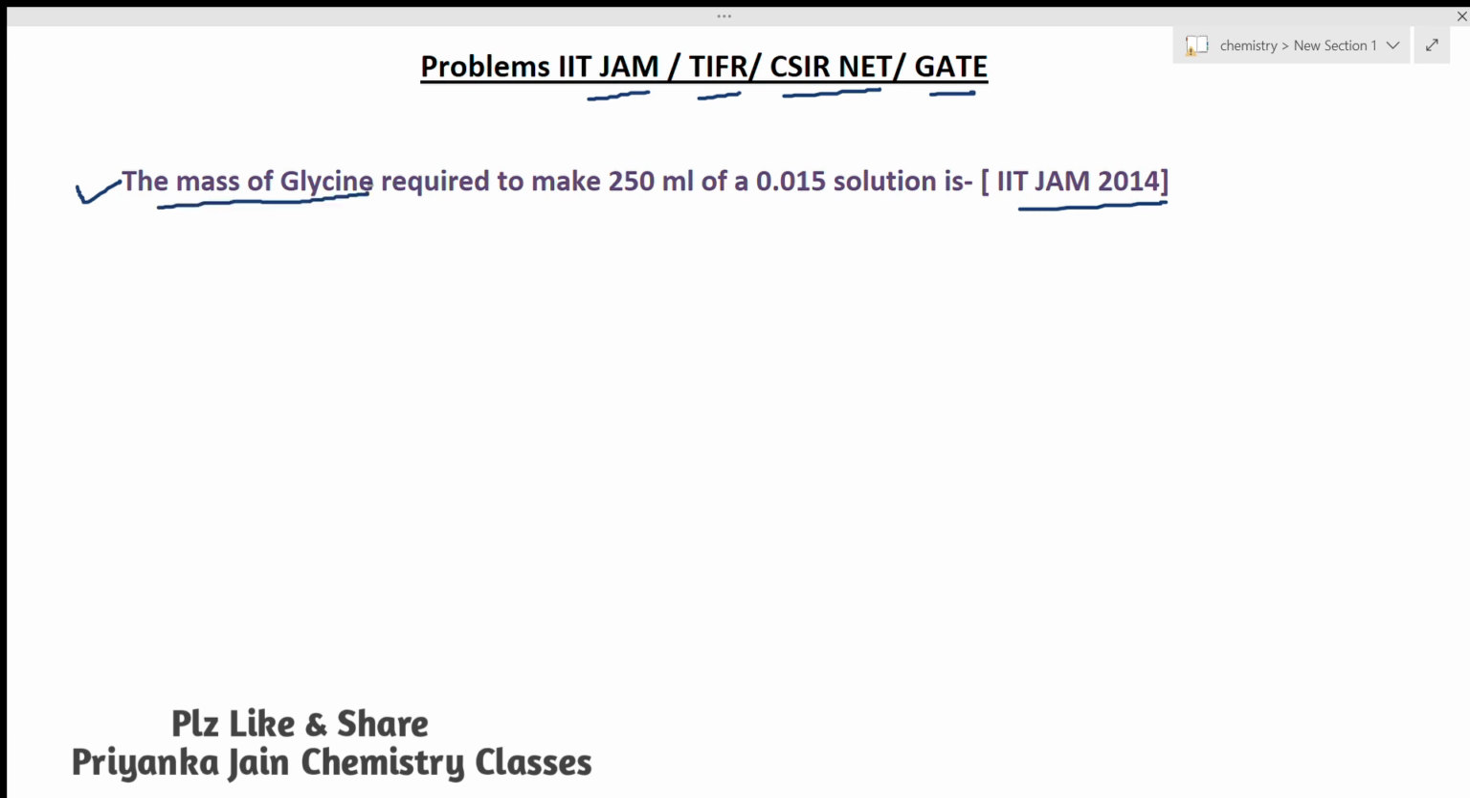The question asks for the mass of glycine required to make 250 ml of 0.015 M solution. So now see here the glycine. Firstly write down its formula. What will be its formula? NH2CH2COOH. You should know this, right? And if you calculate its molecular weight, it will come around 75, which means 75 grams, right?